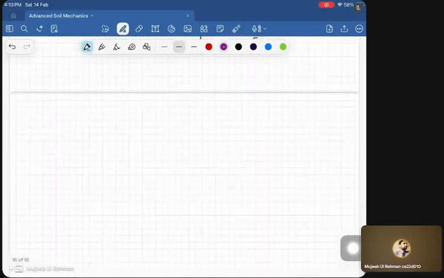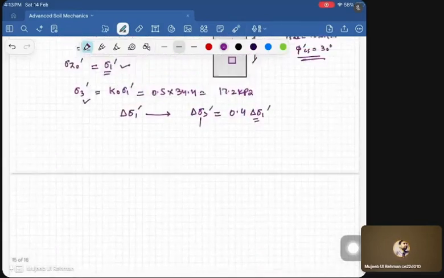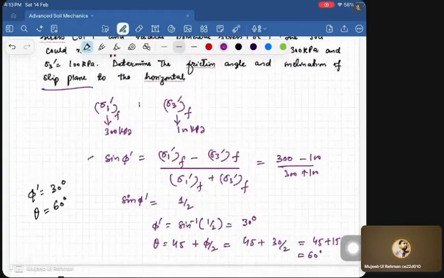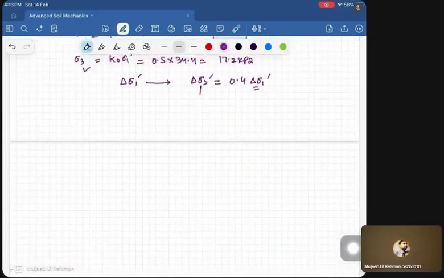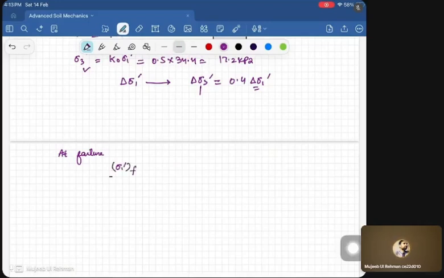So we know the relation, and just now we used that relation. This equation we will now just invert. We will keep sigma in terms of phi. So we will write at failure, sigma 1 dash divided by sigma 3 dash at failure is equivalent to 1 plus sin phi dash critical state divided by 1 minus sin phi dash critical state. So once you solve this, it will be equivalent to 3.